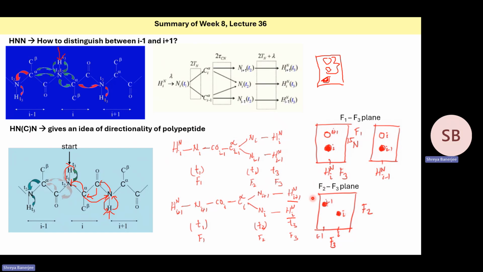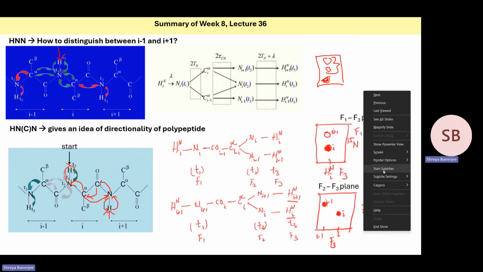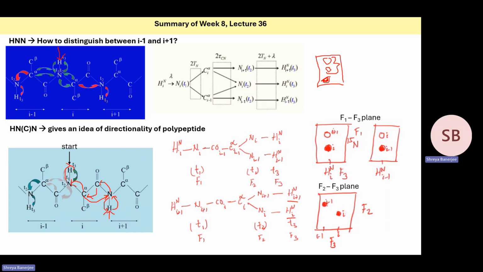Now, if you take F1 to be constant and you look at the F2, F3 plane. So in the F2, F3 plane, you can see F2 is N, F3 is 1H. Now you will get corresponding peaks. So you can see amide nitrogen and amide hydrogen are correlated in F2, F3. Similarly, if you draw a line, F3 is your amide hydrogen, F2 is your amide nitrogen. Both are of I residue. Both amide nitrogen I, amide hydrogen I. Similarly, amide hydrogen I plus 1, amide nitrogen I plus 1.